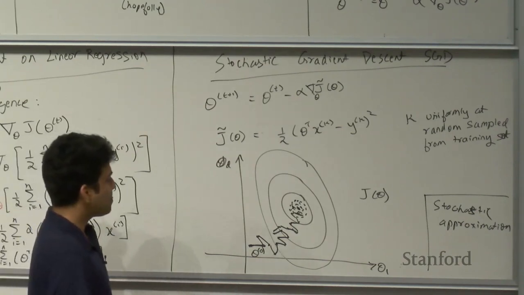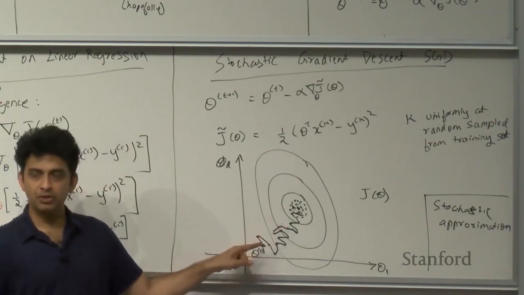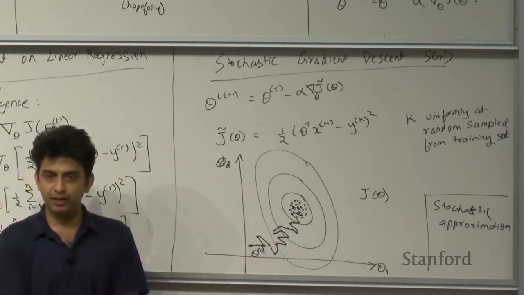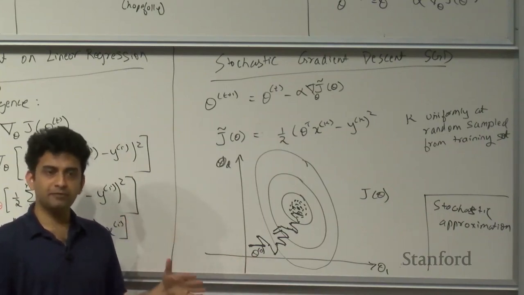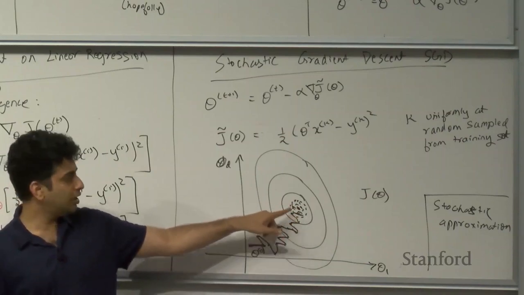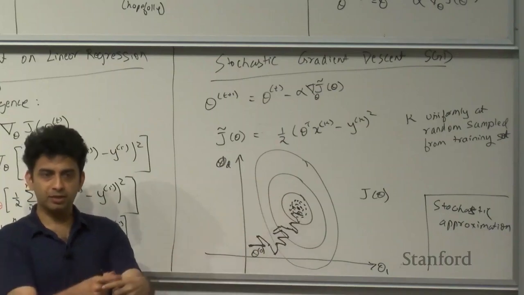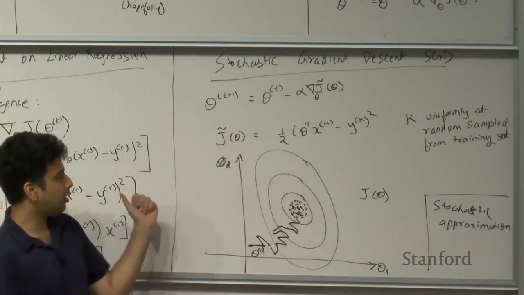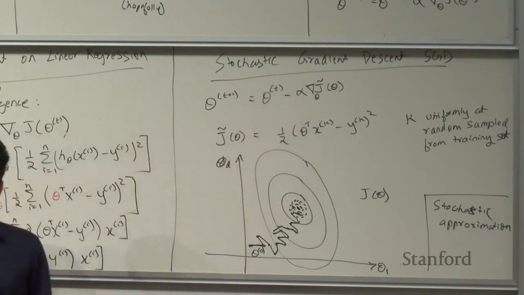So SGD makes very noisy updates because we are not taking the full training set at every step. It's going to make noisy steps, but on average, you're going to reach the global minimum, or you're going to reach a region that is sufficiently close to the global minimum, and that region is characterized by the step size alpha that you choose. Yes, question.